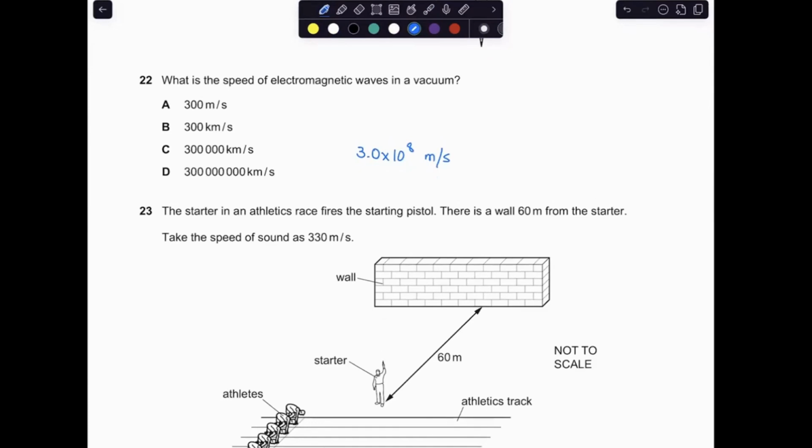But in meters per second, we only have option A, and that's 300, so that's wrong. So that means we will have to convert this into kilometers per second. So how many kilometers per second would that be? What would the power of 10 be? Divided by 1,000. So it's power 5. Yep, kilometers per second. So that's 300,000 kilometers per second. So that's C.